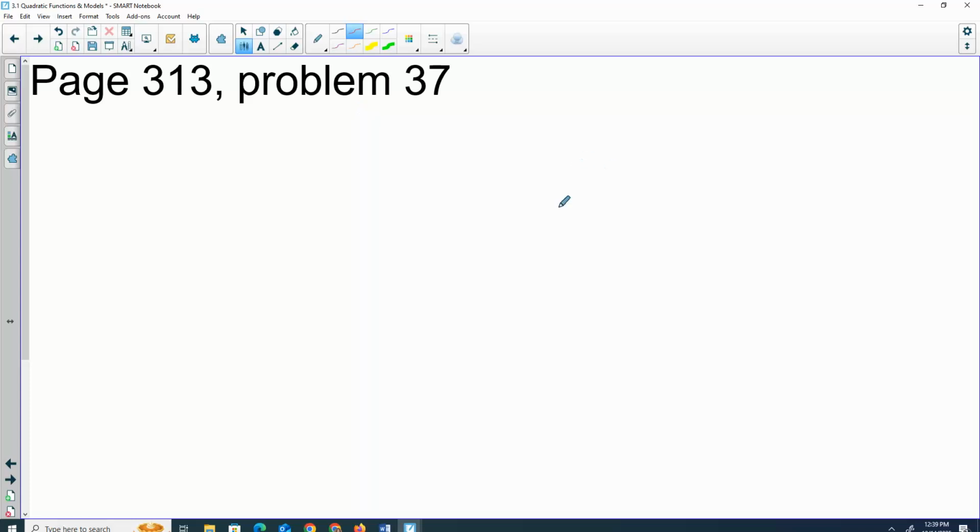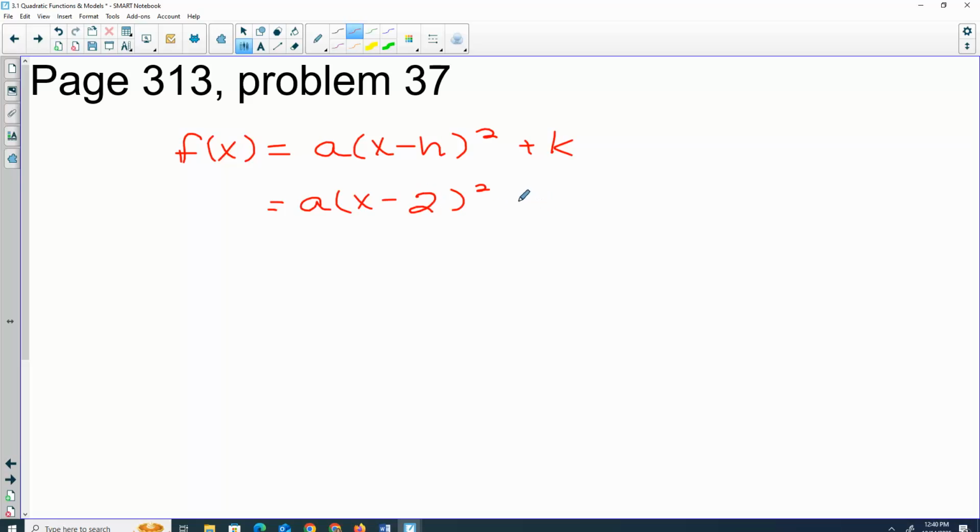Alright, this one says, find a quadratic function whose graph matches the one in the figure. Alright, so we have a graph here. We need the equation that goes with it. I think it's easiest if you think about it in terms of your vertex form. Your a times (x minus h) squared plus k. Can you tell me what h and k are here? Yes, the h and k are the x and y of the vertex. So my h is 2, my k is -1.